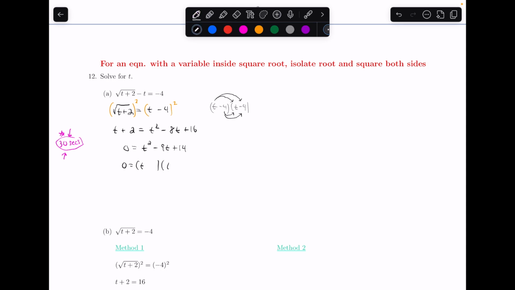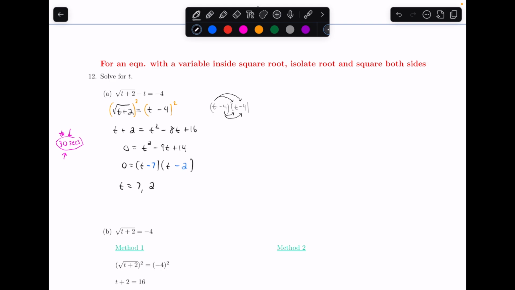Okay, hopefully you paused it and tried to factor it. Because this quadratic's leading coefficient is 1, we just have to find two numbers that multiply to positive 14 and add to negative 9. What works is minus 7 and minus 2. Now that it's factored and equals 0, from the first parentheses I get that t equals 7, and from the second parentheses I get t equals 2.